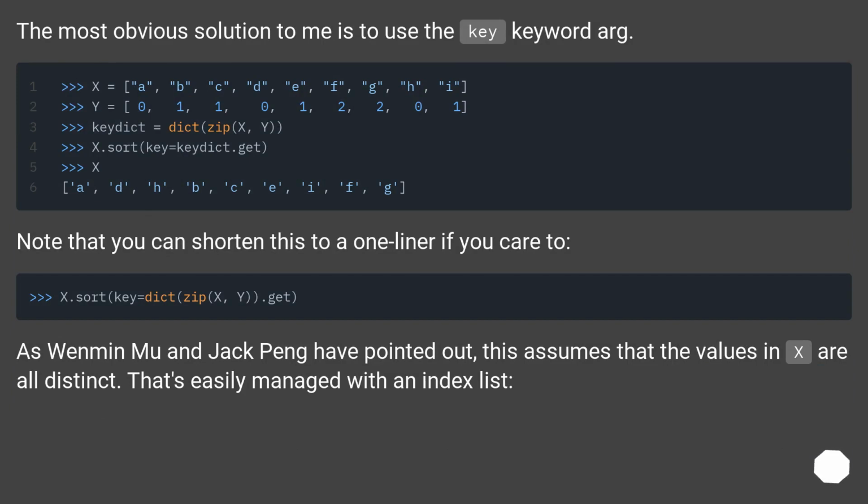The most obvious solution to me is to use the key keyword arg. Note that you can shorten this to a one-liner if you care to. As Wenman Mu and Jack Peng have pointed out, this assumes that the values in X are all distinct. That's easily managed with an indexed list.